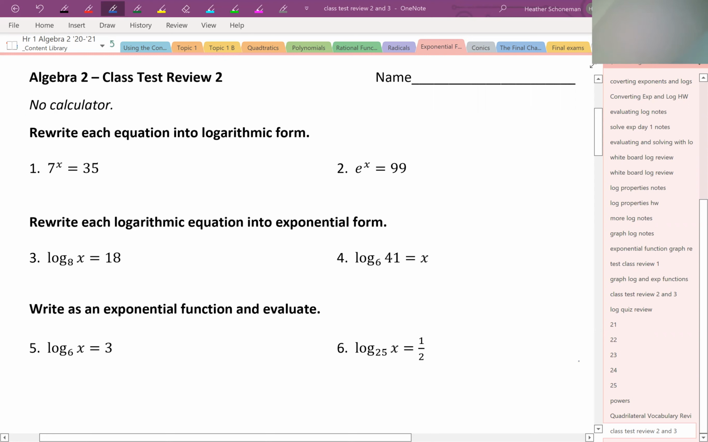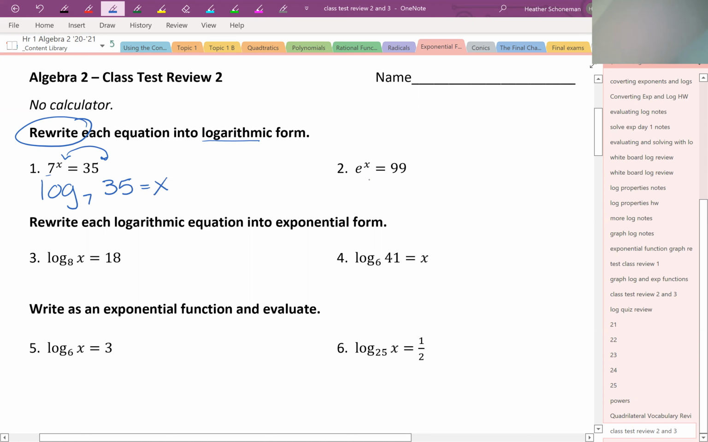So the first one, notice it just says rewrite. Okay, rewrite does not mean solve. It just means write in a different form. So we want to write it as a log. So to do that, I'm going to have log. This number becomes my base 7, and then I flip the x and the 35. So I get log base 7 of 35 equals x.